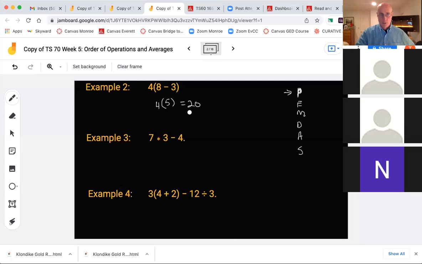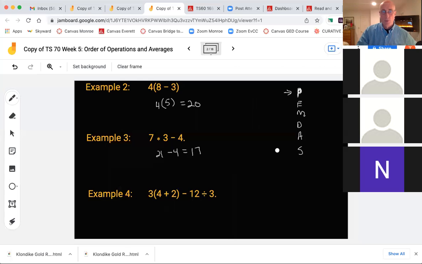Let's look at example 3 here. I have nothing in parentheses, nothing in exponent, so I go to the next one, multiply, and then divide, left to right. So 7 times 3 is 21, minus 4, is 20, 19, 18, 17. Okay, all right. So we're going left to right, following the PEMDAS, following the order of operations here, okay?